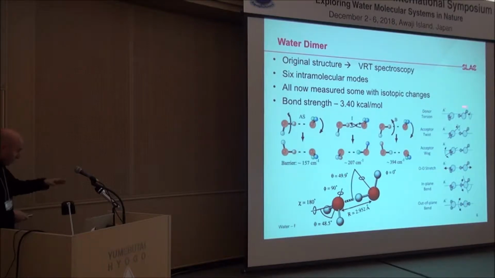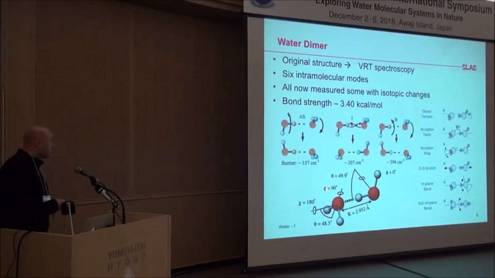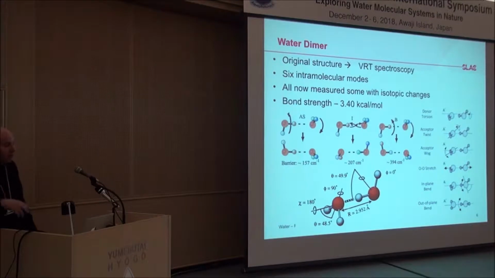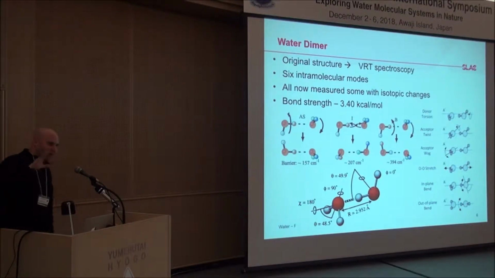So this is the big first paper that came out maybe 30 years ago. They showed that the water dimer is about 3 angstroms between oxygens. You can get all these bond distances and angles with really high precision, and particularly they can do that because there's 6 intramolecular modes in the water dimer, and now they've all been measured. So this is a problem that has been basically destroyed.